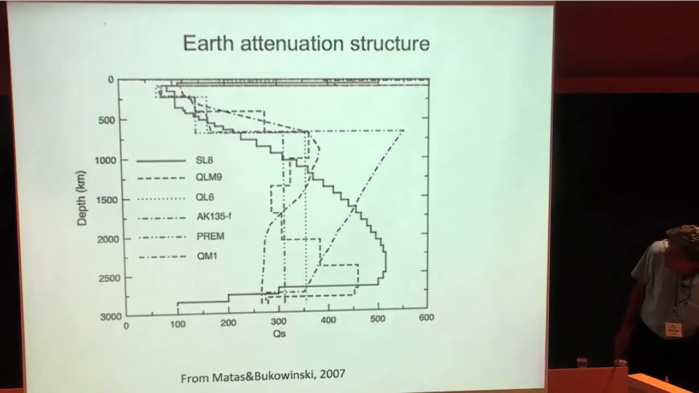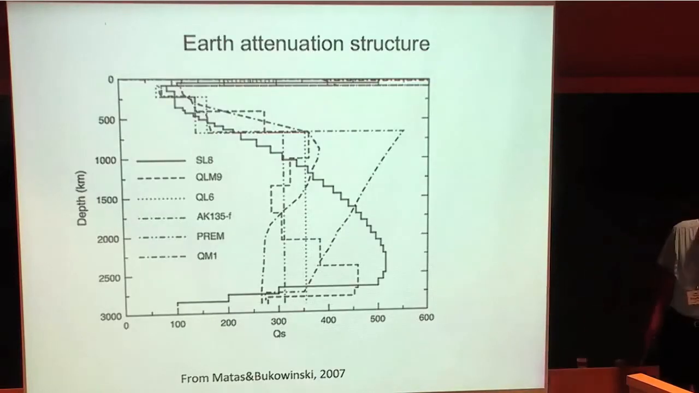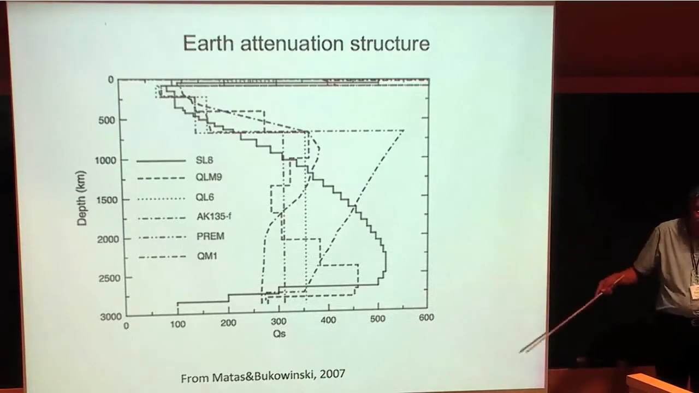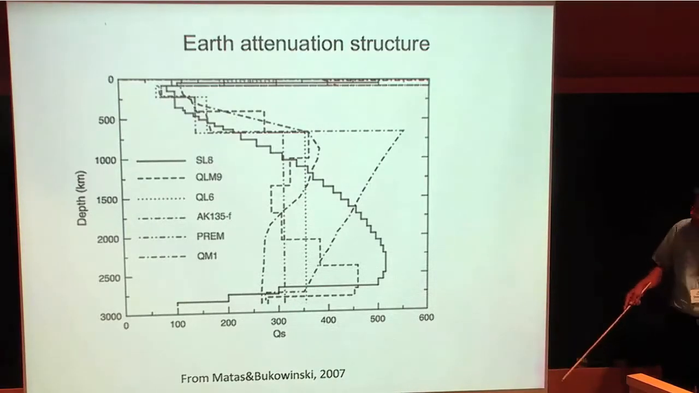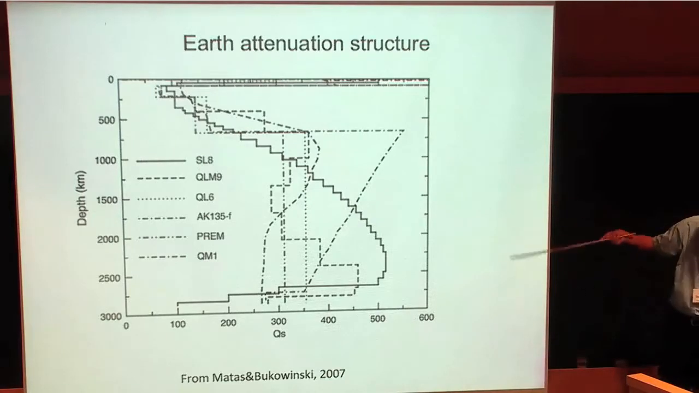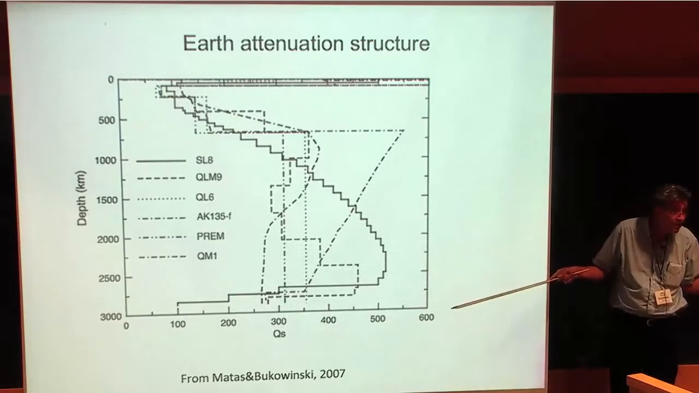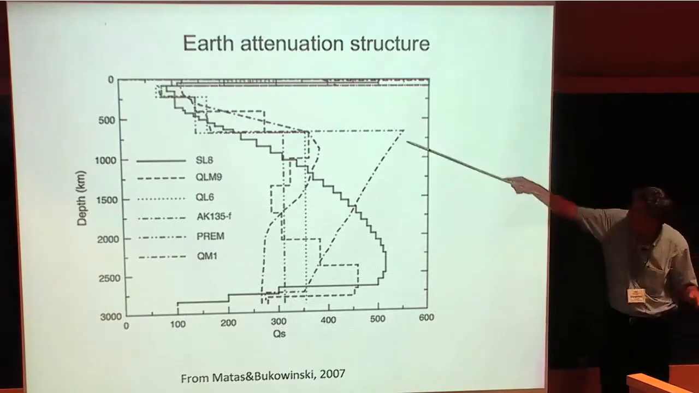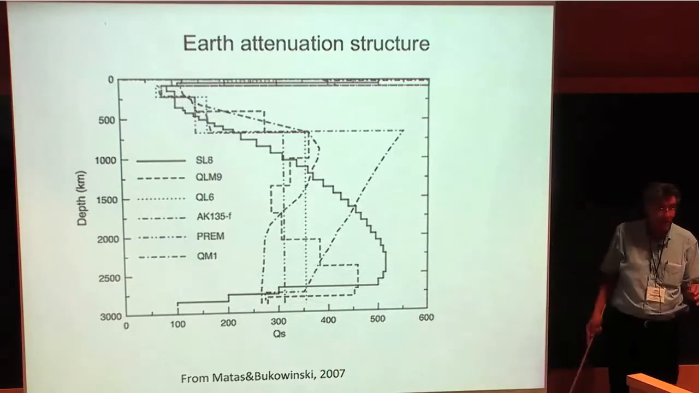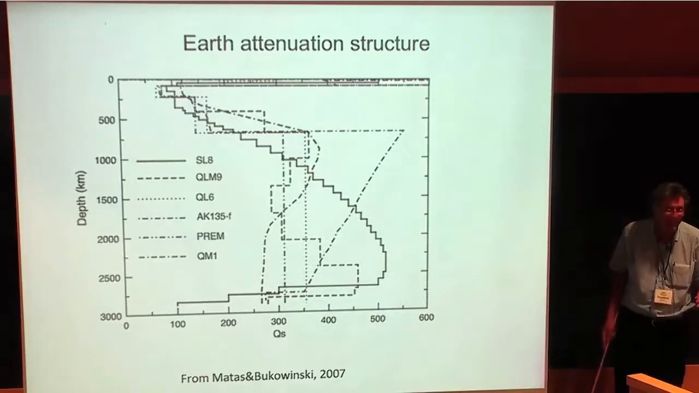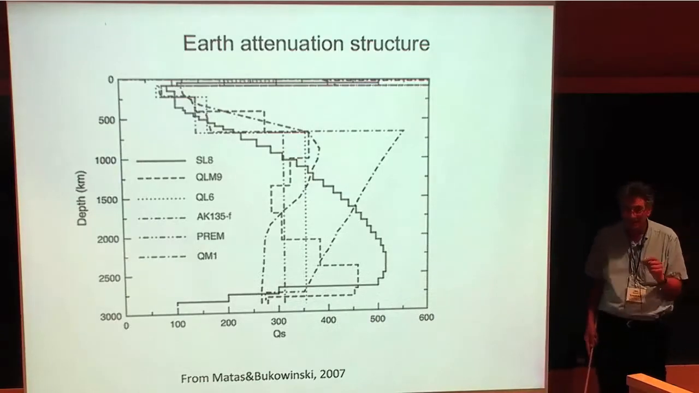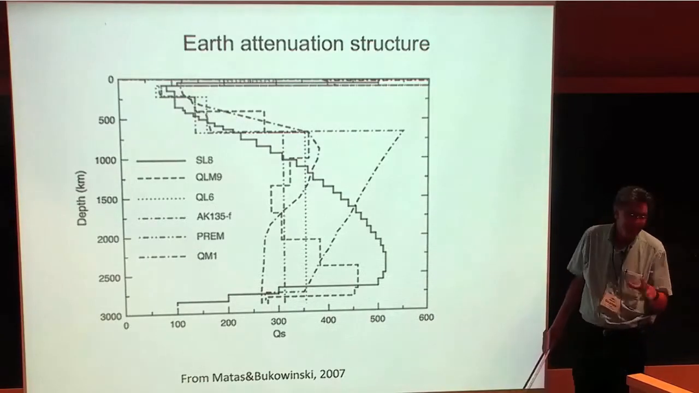So this kind of Q is kind of uncertain. These are 1D Q models, much less 3D maps. And so there's a whole bunch of different ones. I don't have a favorite or anything. My point is it's all over the place. This is just the average Q for the Earth as a function of depth. Looks like viscosity. Yeah, and they're related. The mechanisms are related.